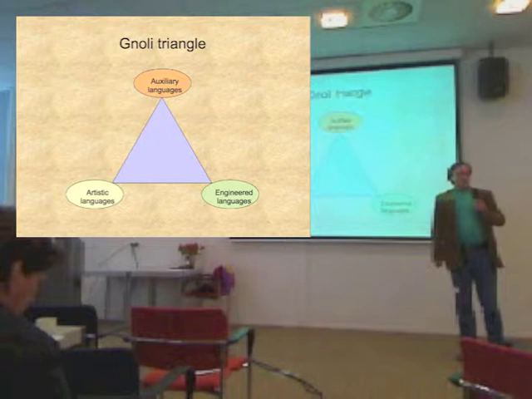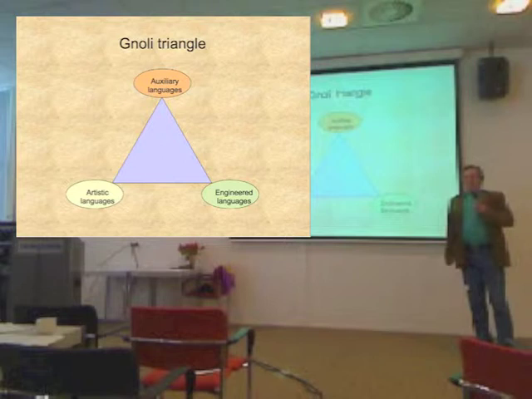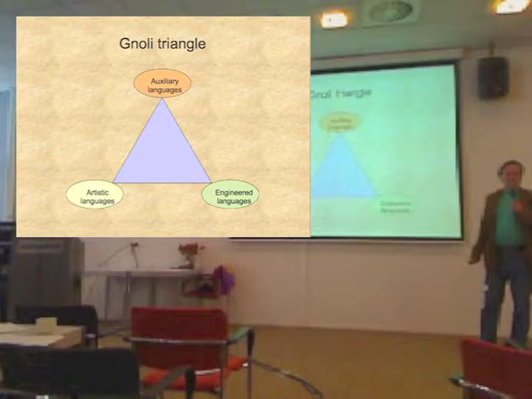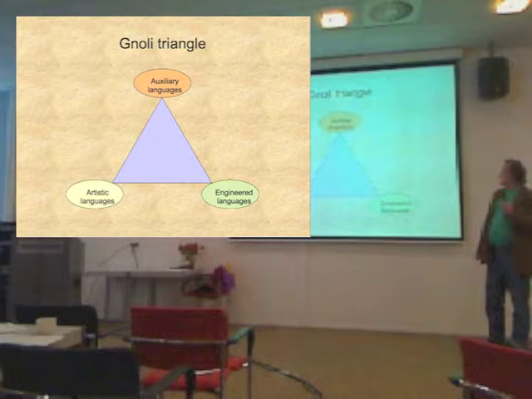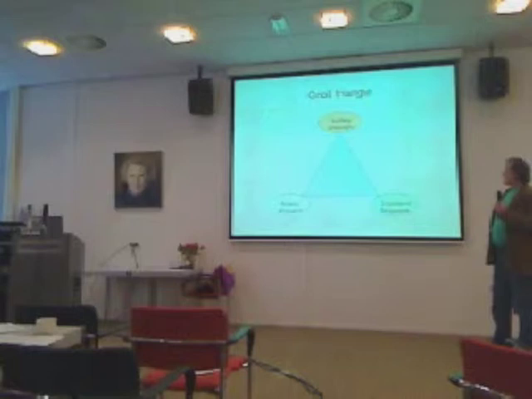Claudio Gnoli is an Italian conlanger who invented this triangle as a way of categorizing constructed languages. At some point, there were so many of them that just constructed language was not enough anymore. So there are several ways of subdividing them. One well-known way is dividing them into a priori languages and a posteriori. I hope I pronounced that well. That's a way, but I think this one is much more useful because it's a subdivision according to purpose. What has a language been made for? And so he distinguishes three categories.